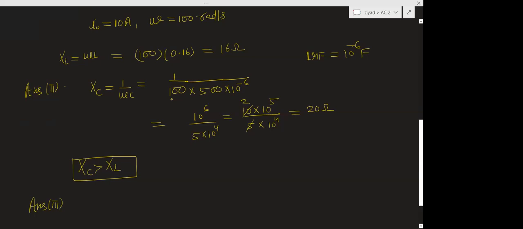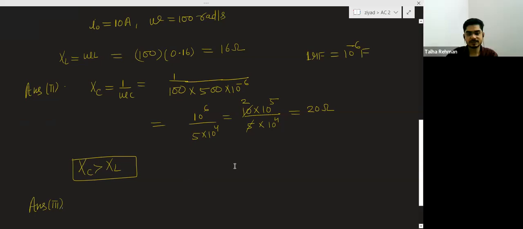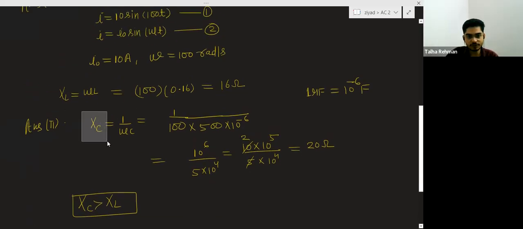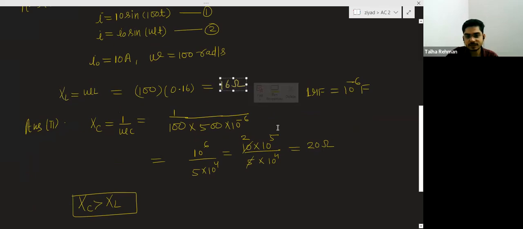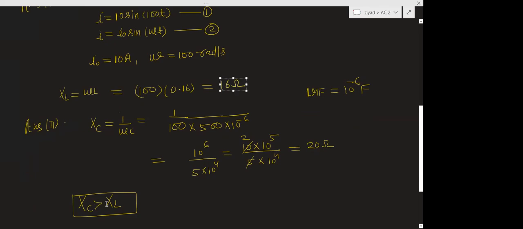Here you can see the value of XC is 20 and the value of XL is 16. So 20 is greater than 16. That is why I have written that XC is greater than XL.